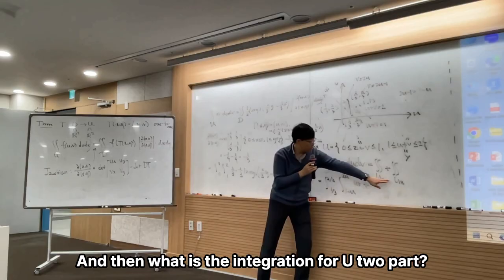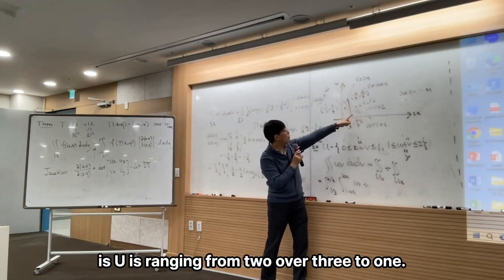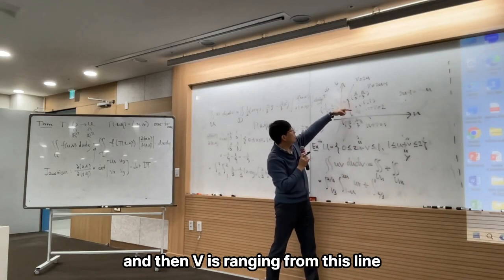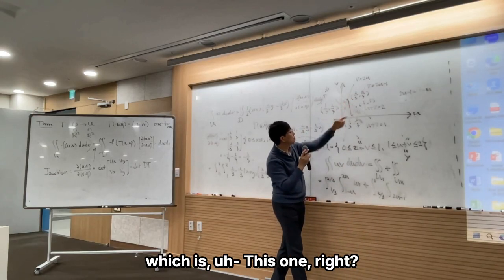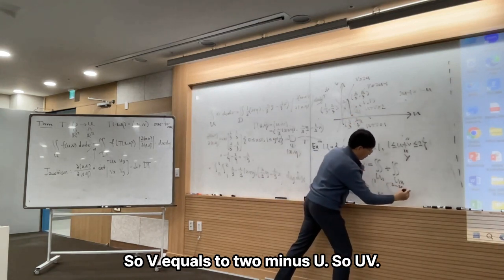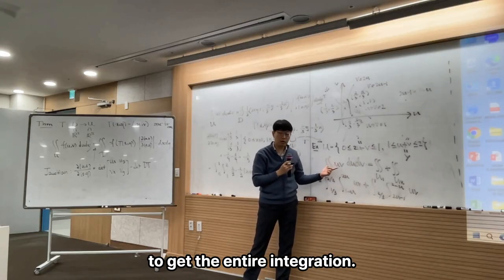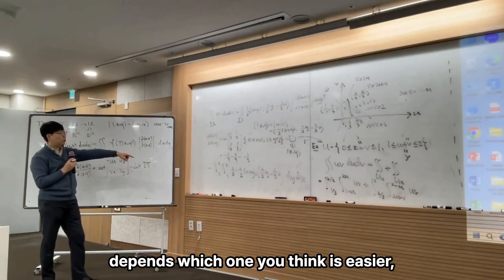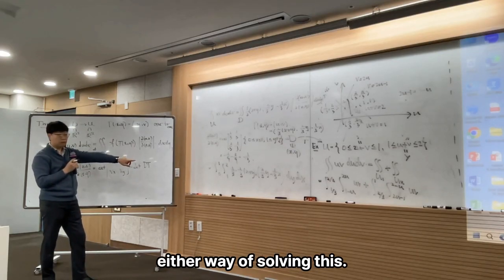And then, what is the integration for the u2 part? The u2 part on the right has u ranging from 2/3 to 1, and then v ranging from this line, 2u minus 1, to the upper part, which is v equals 2 minus u, with integrand uv. So you have to take the integration twice and then add them together to get the entire integration. It depends on which one you think is easier, but you can solve it either way.